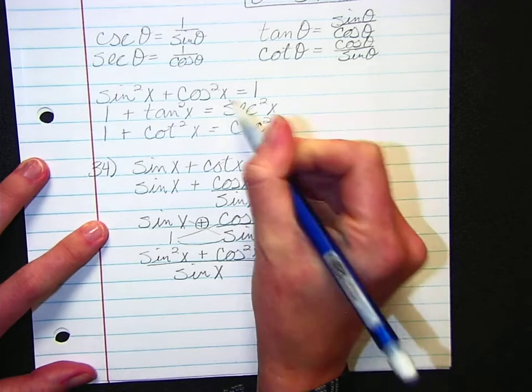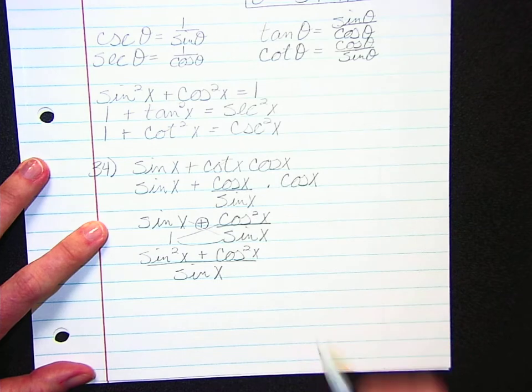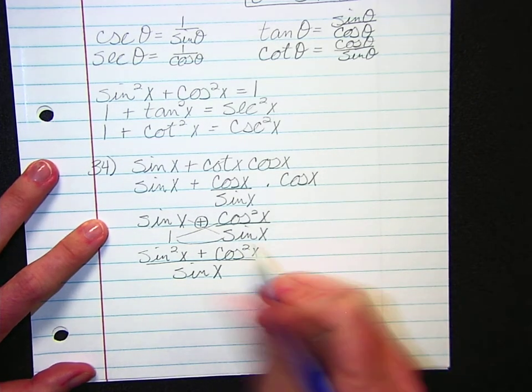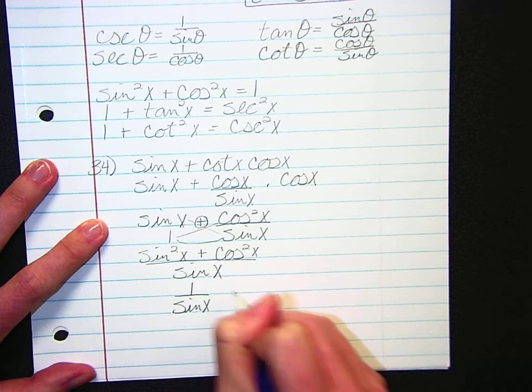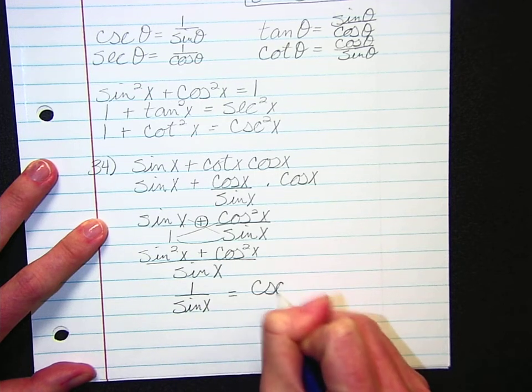Right, so up there on the top, we just said that sine squared plus cosine squared is equal to 1. So this is going to give me 1 over sine, and I know 1 over sine is cosecant.